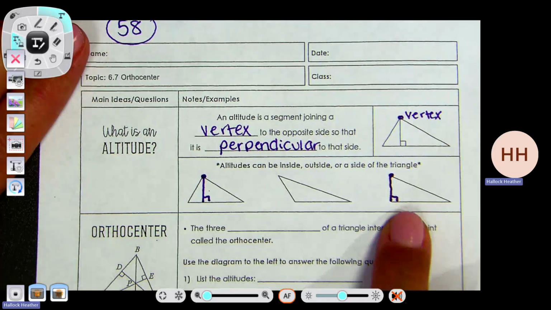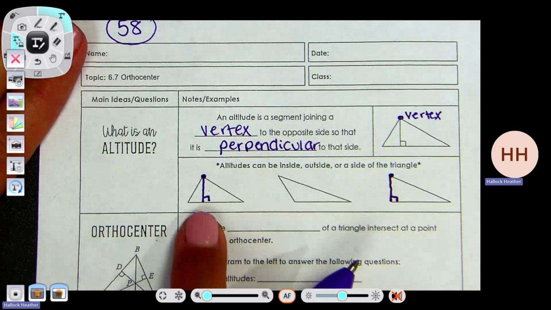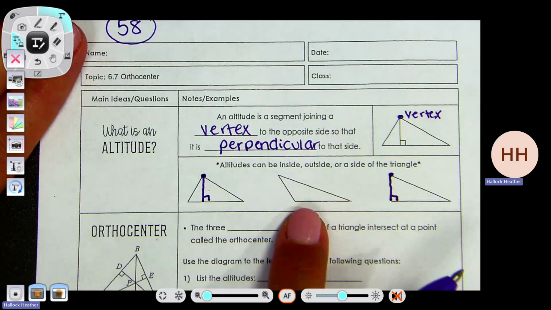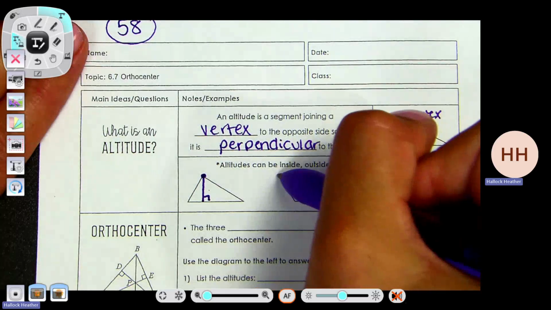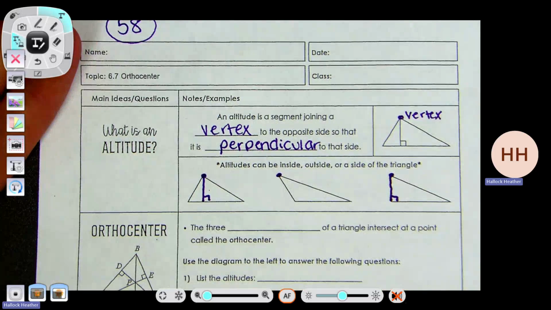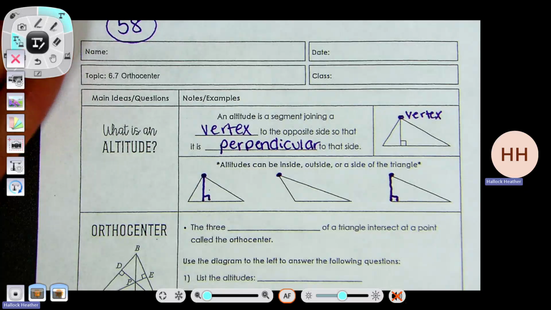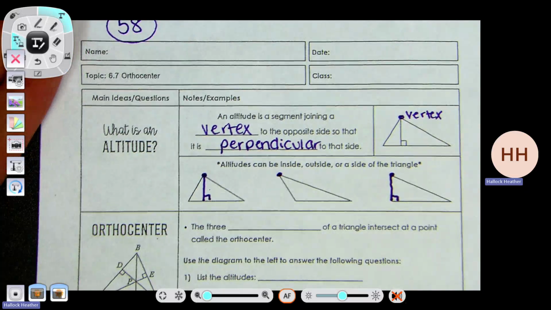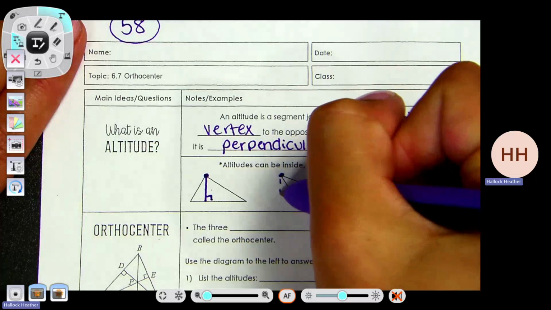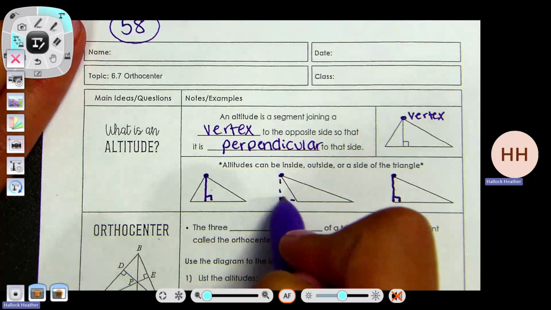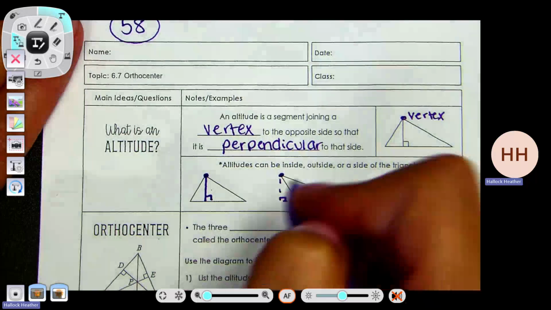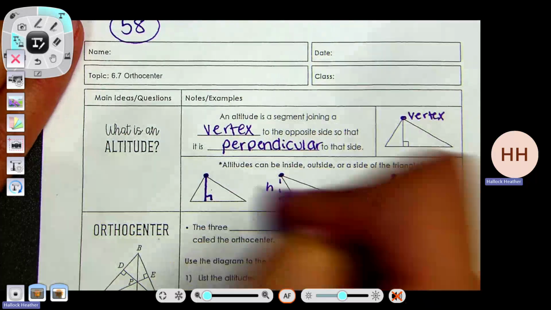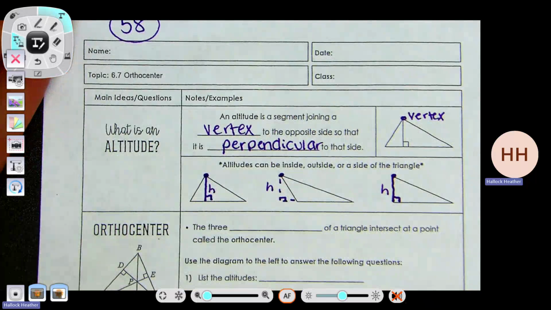So sometimes it's on the triangle, sometimes it's in the triangle, and sometimes it's a little wonky because your vertex is here and it goes straight down, and you wonder why the height is outside of the triangle. That can happen. So instead of using a regular line, we're going to use a dashed line. So it represents the height on the outside. All of these technically represent H, the height, the altitude of the triangle. It just depends: if it's an obtuse triangle, the height's going to be on the outside. If it's an acute triangle, it's going to be on the inside. And if it's a right triangle, it's going to be on the triangle.